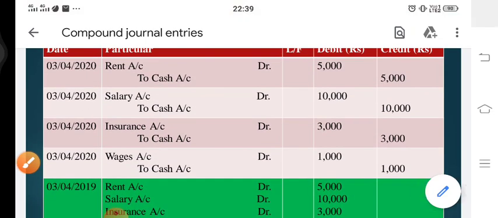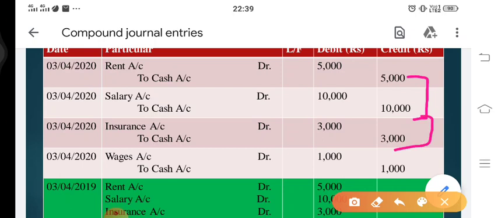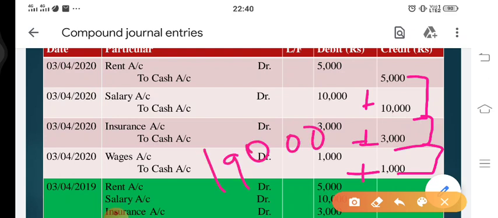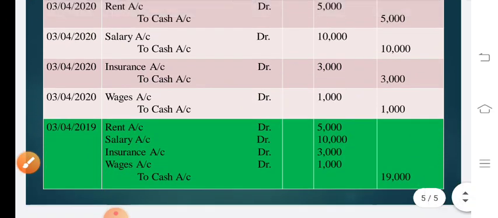Now since in all the entries cash is credited, we can have an addition of cash: 5,000 plus 10,000 plus 3,000 plus 1,000. That means 5 plus 10 is 15, plus 3 is 18, plus 1 is 19. So cash in total is going out for rupees 19,000. So we can have one combined journal entry that cash needs to be credited by rupees 19,000.